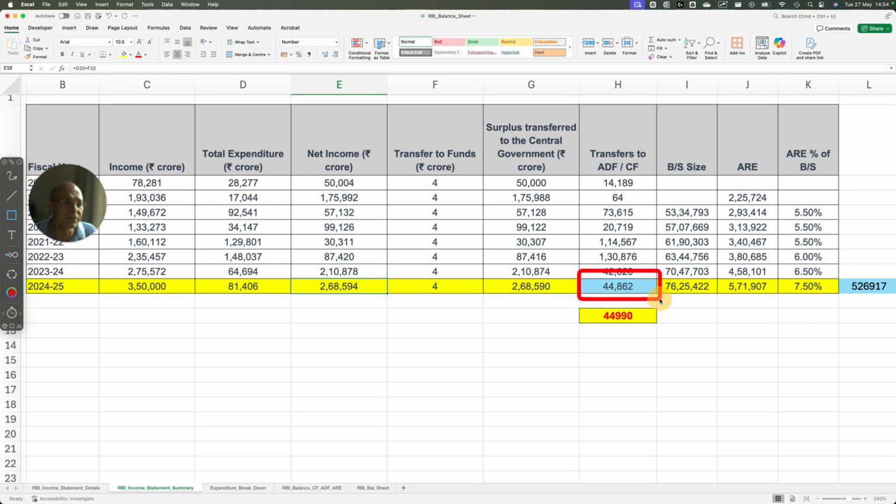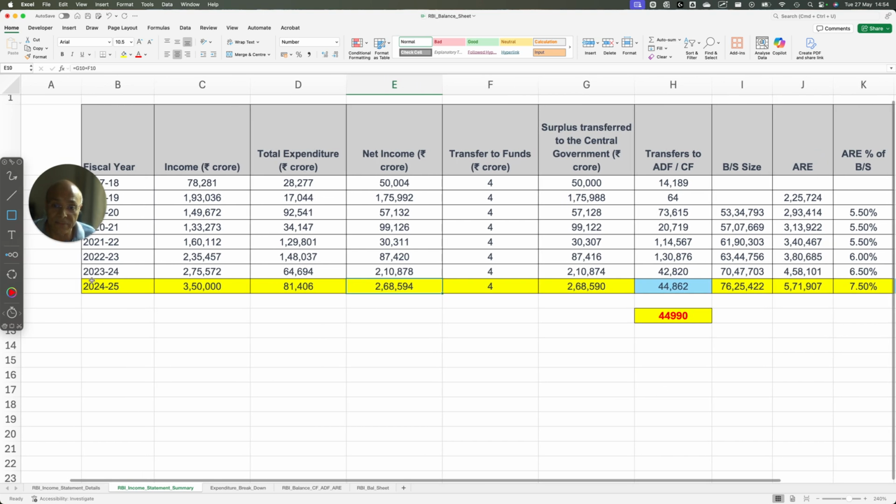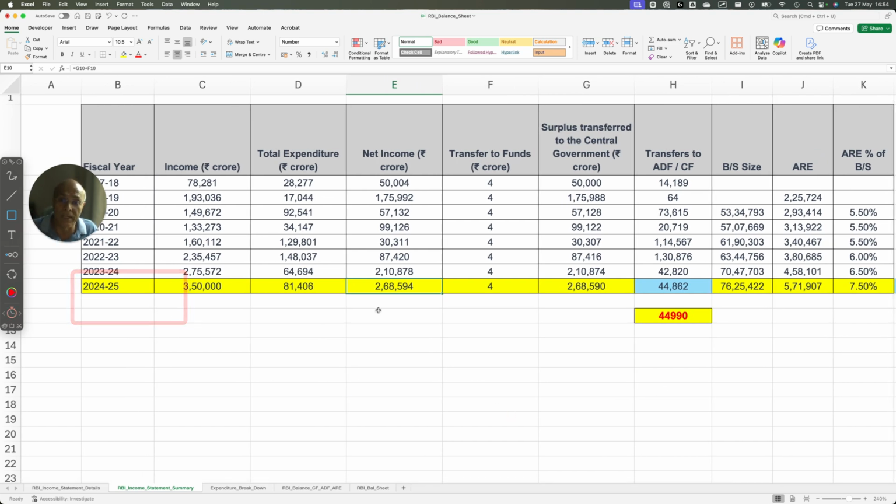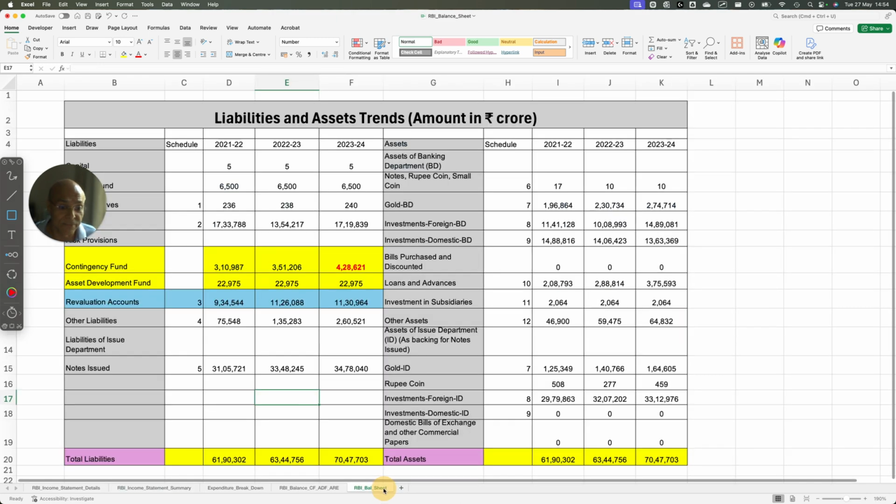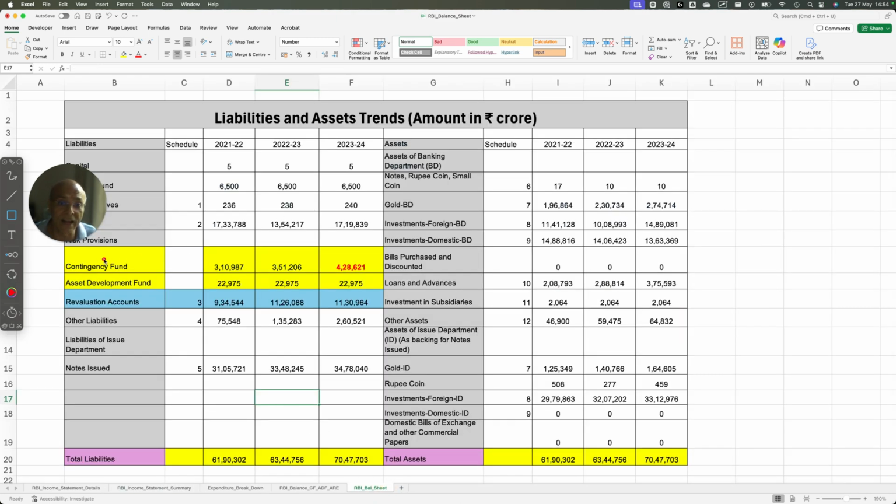So this transfer to the government of 44,862 crores that RBI has predicted for the financial year FY25 is to replenish the contingency fund. This contingency fund that you have for the new year, there will be a new year line item, such that what?